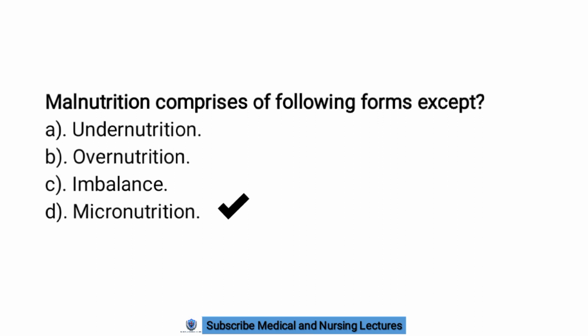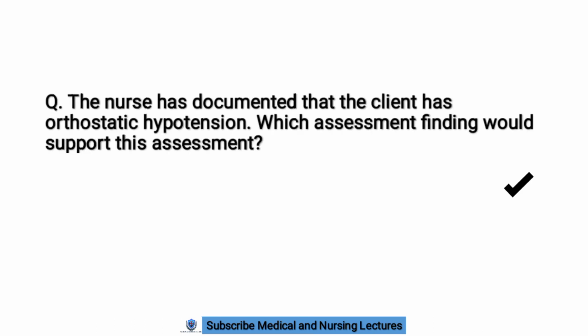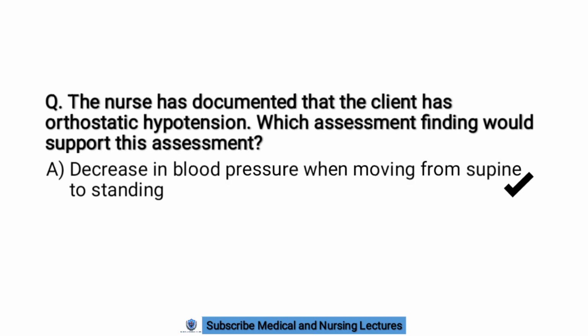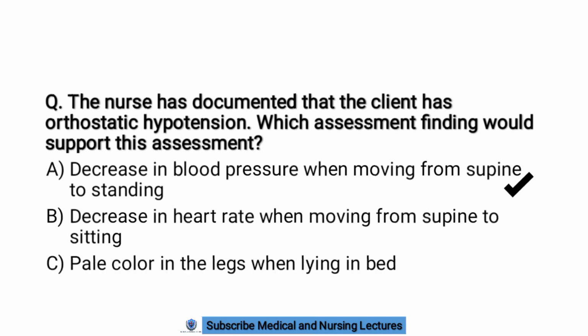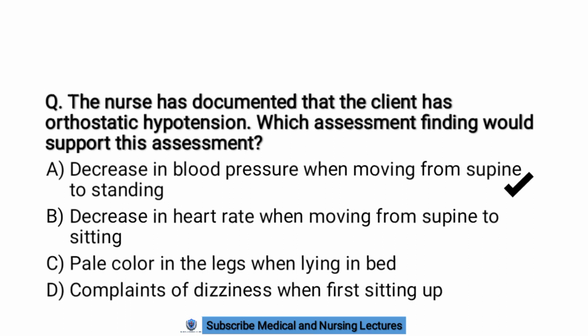The nurse has recommended that the client has orthostatic hypotension. Which assessment finding would support this assessment? Decrease in blood pressure when moving from supine to standing, decrease in the heart rate when moving from supine to sitting, pale color in the legs when lying in bed, or complaints of dizziness when first sitting up. Here the correct option is option A, which is decrease in blood pressure when moving from supine to standing.